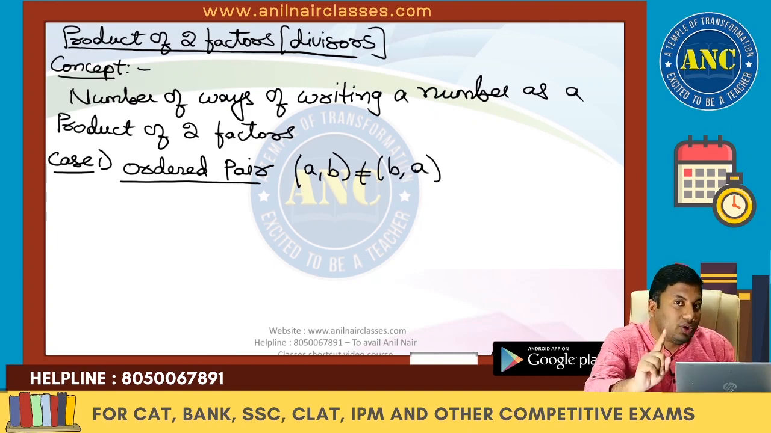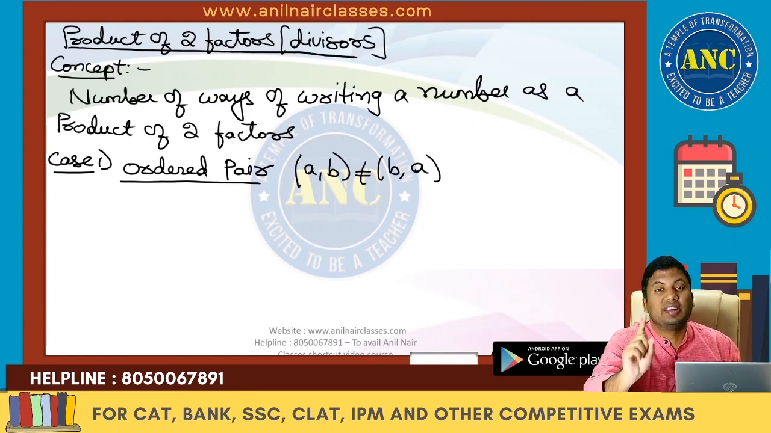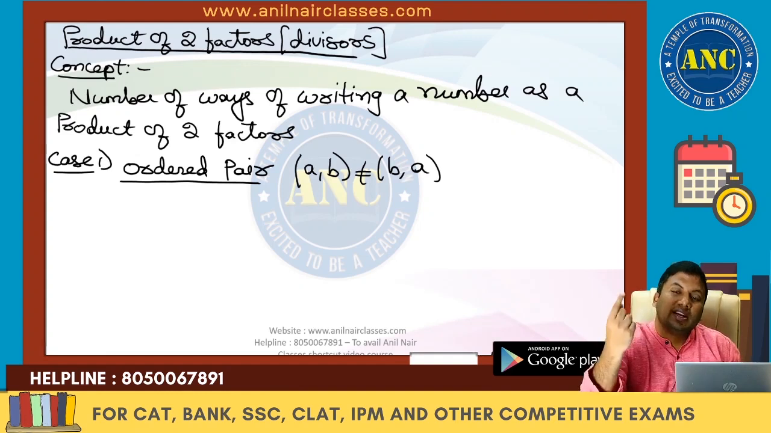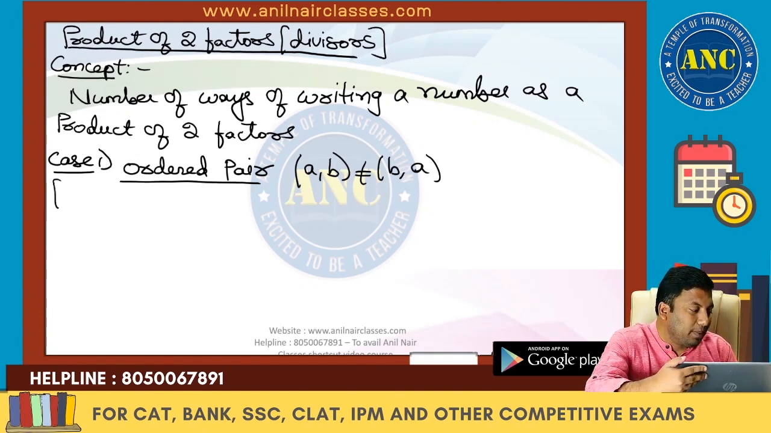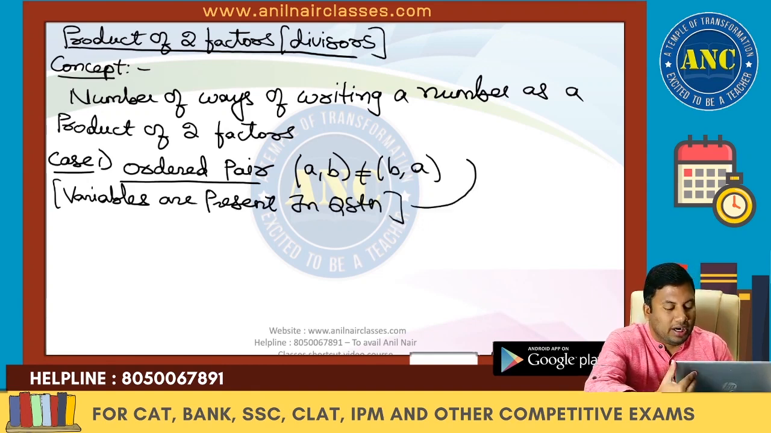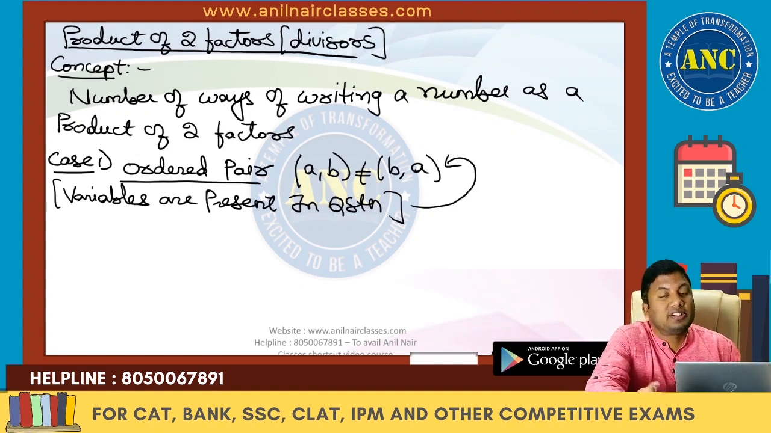That means 1 into 12 is different from 12 into 1. 2 into 6 is different from 6 into 2, because in 2 into 6, first we are writing 2, and in 6 into 2, first we are writing 6. When to use ordered pair? If variables are present in the question, please make use of ordered pair. If the variables are not present in the question, make use of unordered pair. I will explain with an example so that it will be clear.